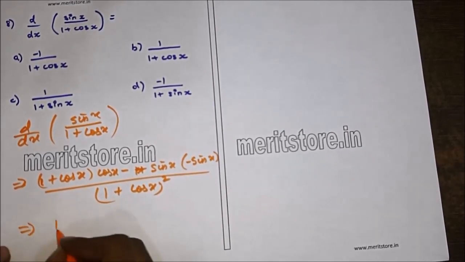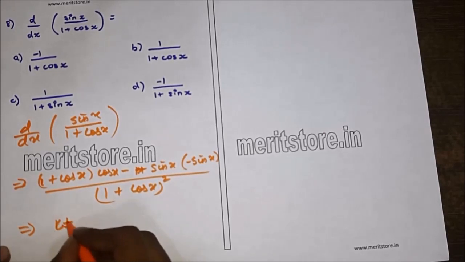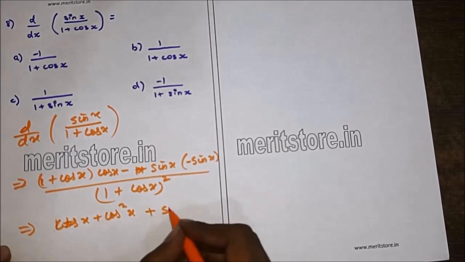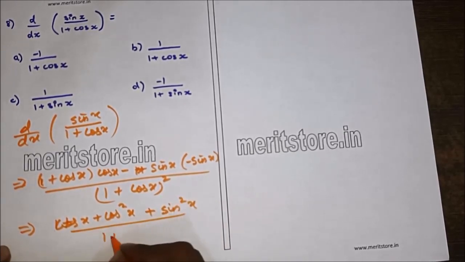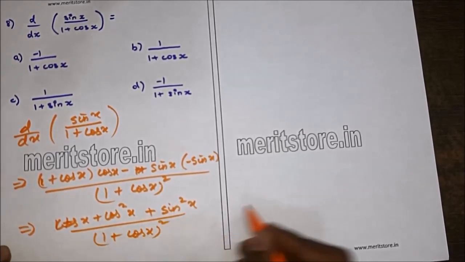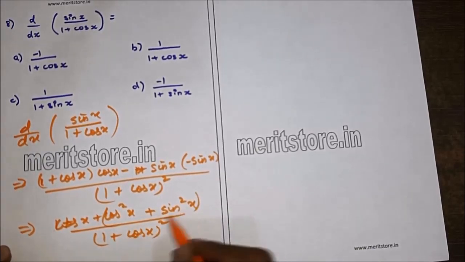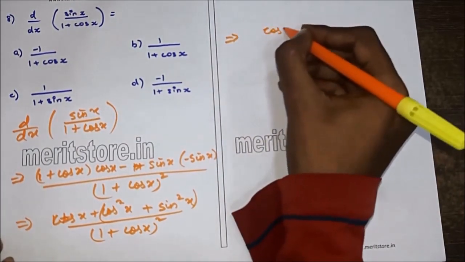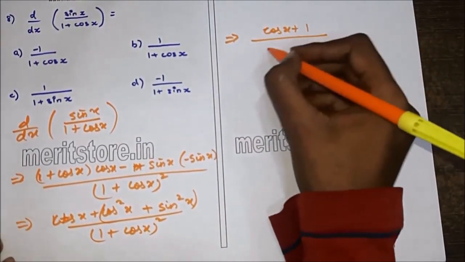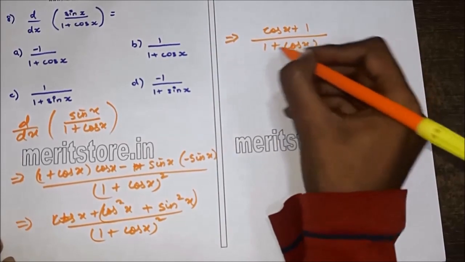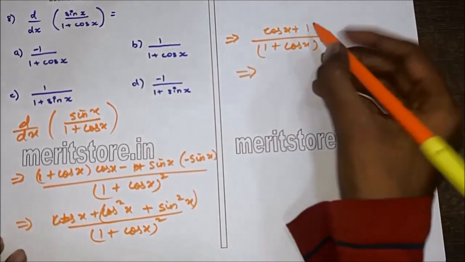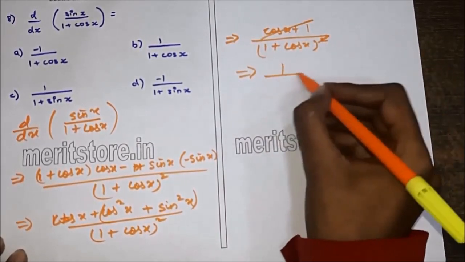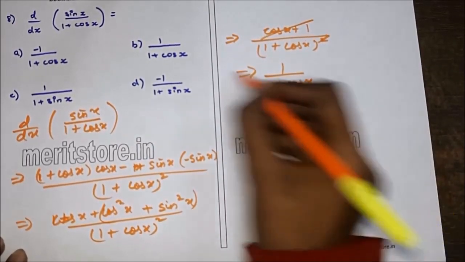So this is 1 plus cos x plus cos square x plus sin square x upon 1 plus cos x the whole square. Now cos square x plus sin square x is 1. So this gives us cos x plus 1 upon 1 plus cos x the whole square, that is equal to, now cos x plus 1 is common, so this gets cancelled, we are left with 1 upon 1 plus cos x, which is option B.